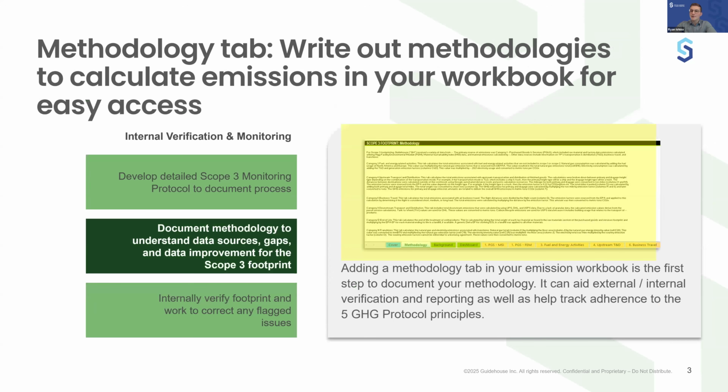Next, let's discuss how to ensure your methodologies are properly documented. This step is crucial because when you go to repeat your footprinting process in a year, it can be hard to remember the steps you followed or where the information originated from.